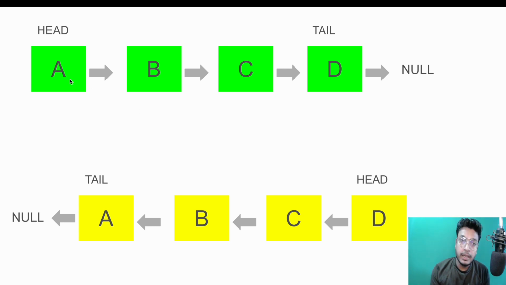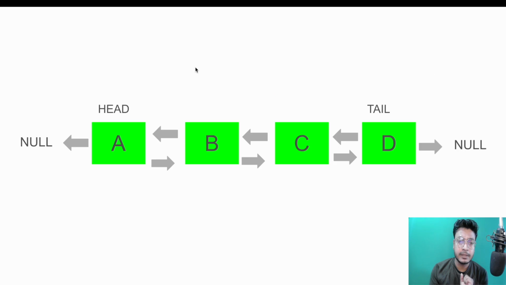So if this node knows what the next node is, it will also know what the previous node is. The same will happen with this one. If B knows who the next node is, then B will also know who the previous node is. So the doubly linked list diagram will look something like this. It's as simple as that.